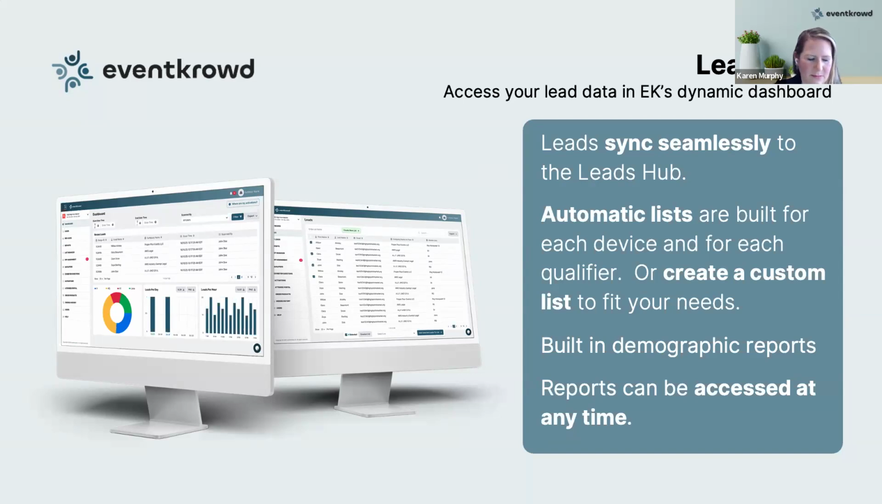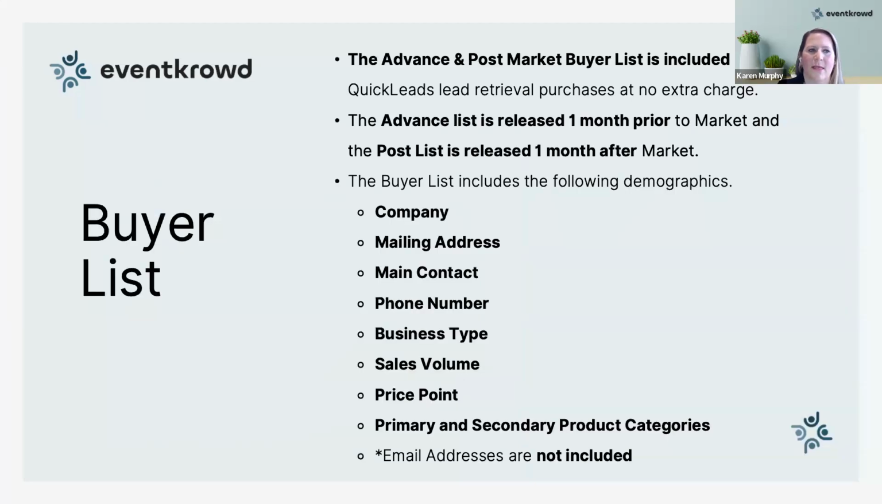And then last but not least, let's touch on the buyer list. So the advance and post-market buyer list is something that is included with all QuickLeads lead retrieval purchases at no extra charge. So if you purchase even just one of the QuickLeads app for a phone, you also receive this advance and post-market buyer list. It is available on its own independently for those that aren't interested in using lead retrieval.